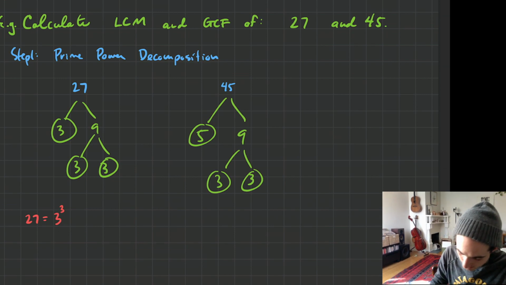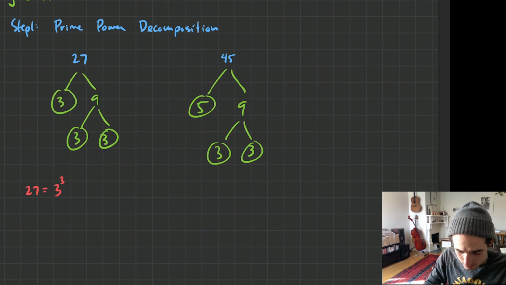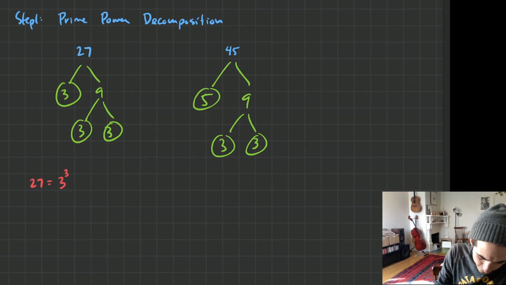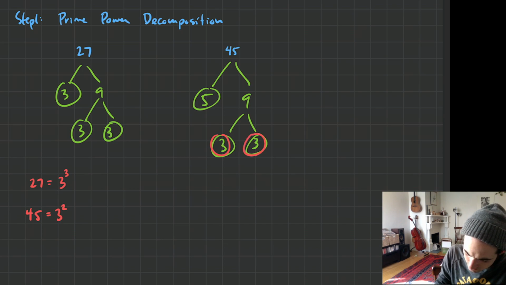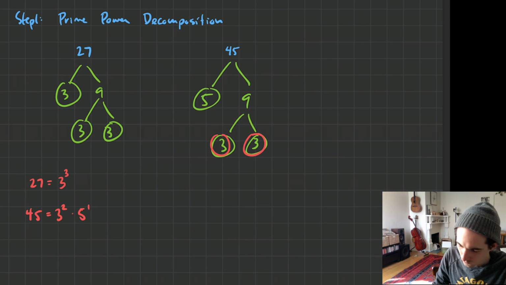Okay, excuse me. So 27 is 3 to the power of 3. 45 is equal to, well, I've got two 3's, right? It's 3 to the power of 2, times 5, and I'm going to write 5 to the power of 1.